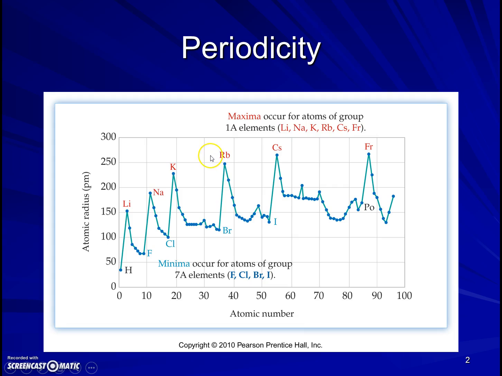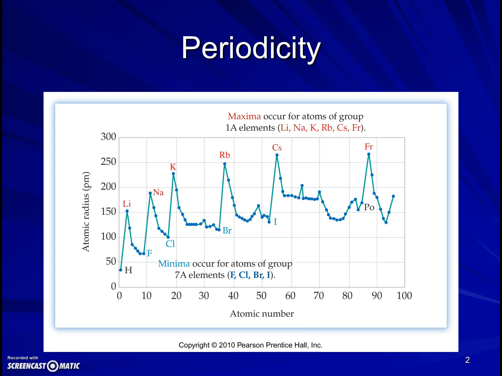Notice that all of these peaks, all of these high points, these maxima on the graph, are elements that are in the first column of the periodic table. And these minima are elements that are in the fluorine column of the periodic table. This particular chart ignores the noble gases, but the periodic table was around for several decades before the discovery of quantum mechanics.